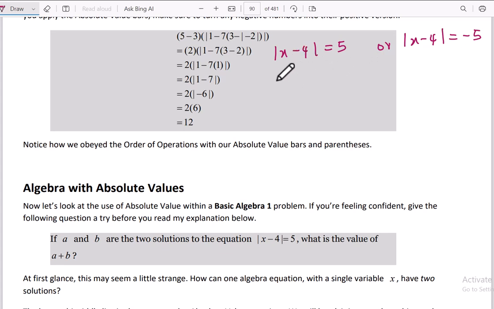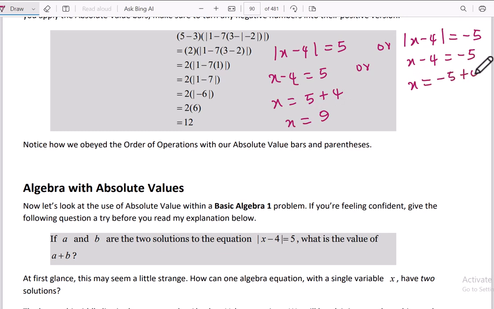So from here, let's have that x minus 4 is equal to 5, or x minus 4 is equal to minus 5. So I'm taking away the absolute value bars. So here is x equal to 5 plus 4. I'm collecting like terms, or adding 4 to both sides. So this 4 coming over this end becomes 5 plus 4. And that gives me x is equal to what? 9.